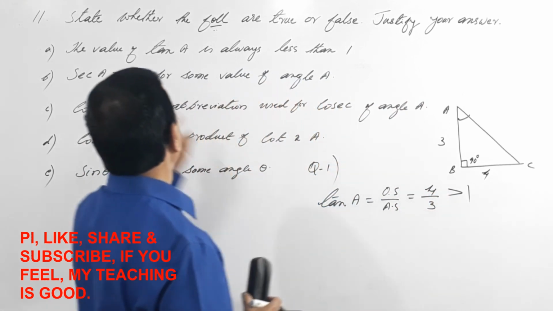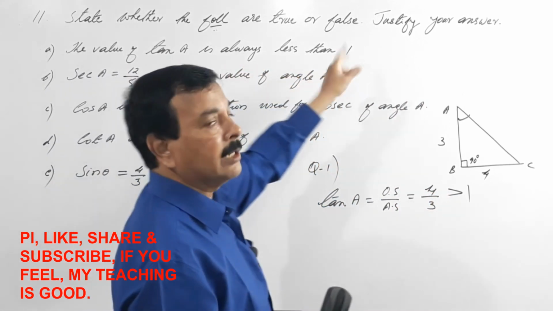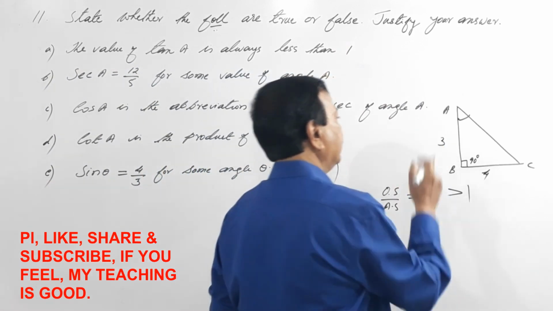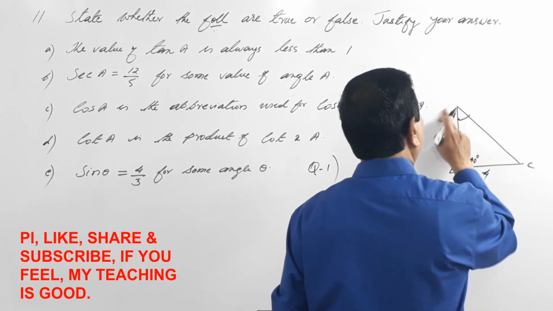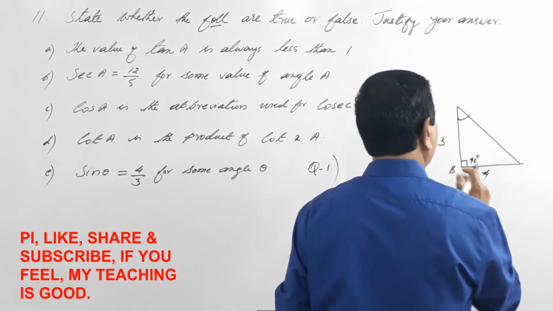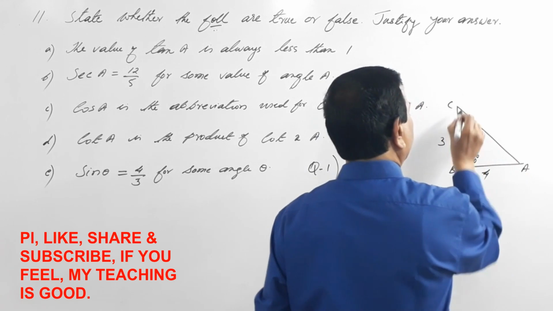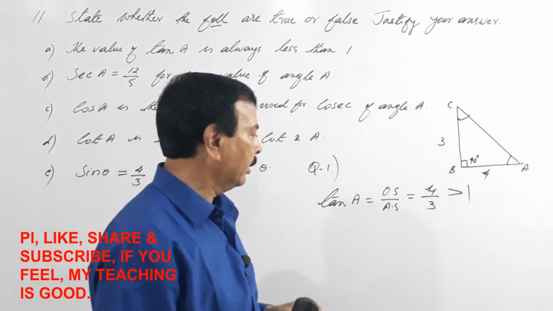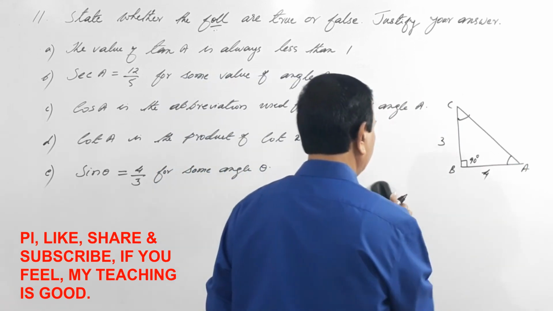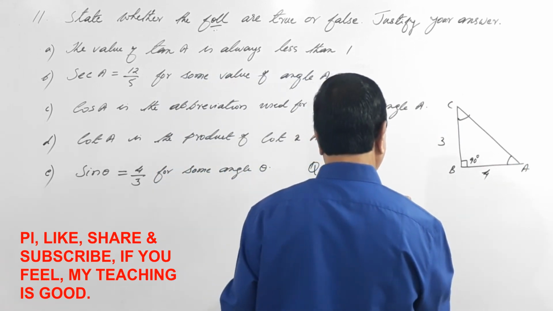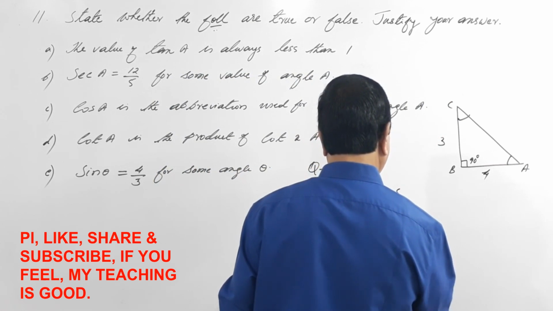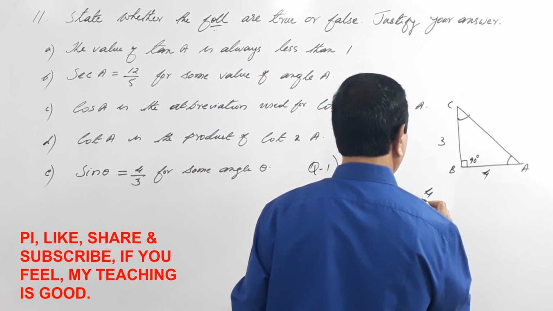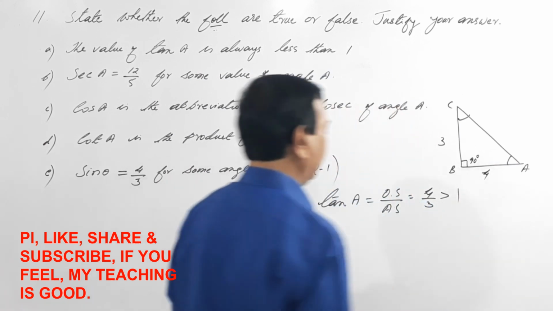So what is this question? The value of tan is always less than 1, but in this case it is greater than 1. Instead of this, I will make this angle A. Okay, sorry, angle A is opposite side by adjacent side. This is nothing but opposite is 4 by 3, which is greater than 1.